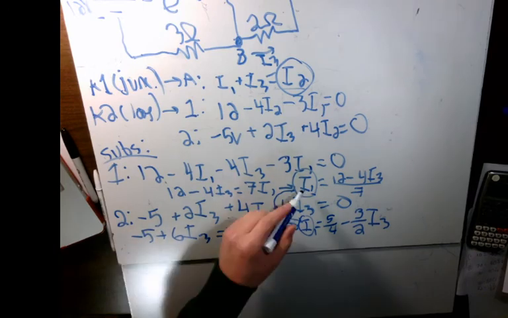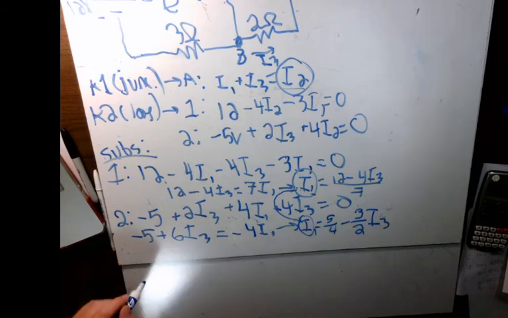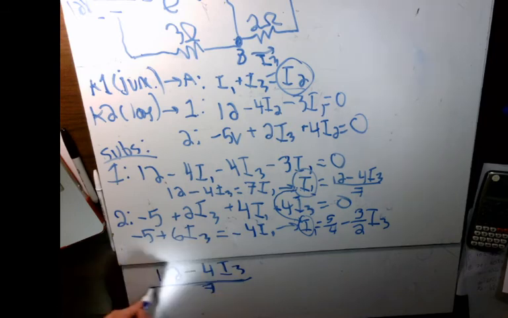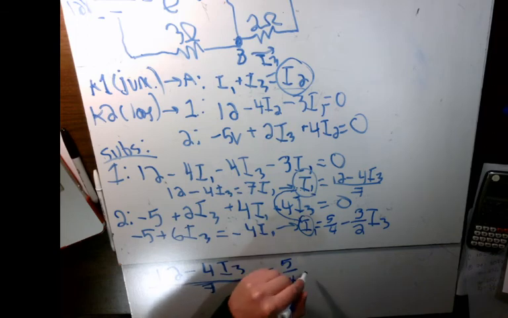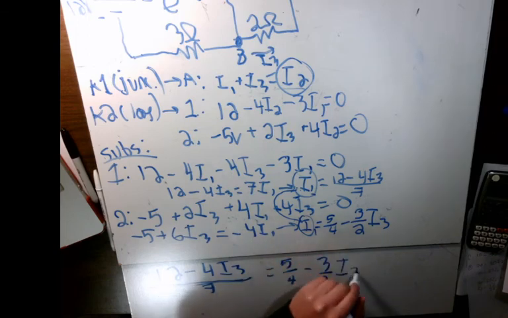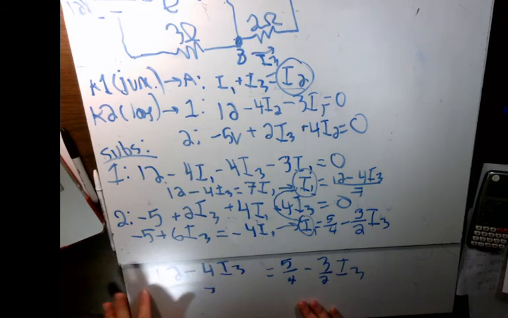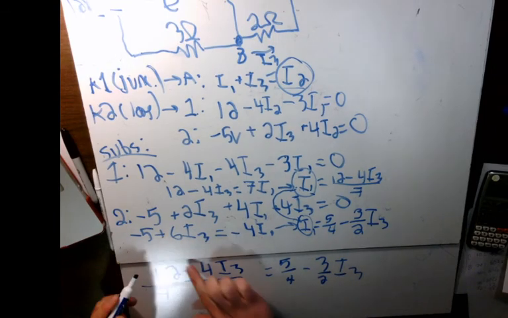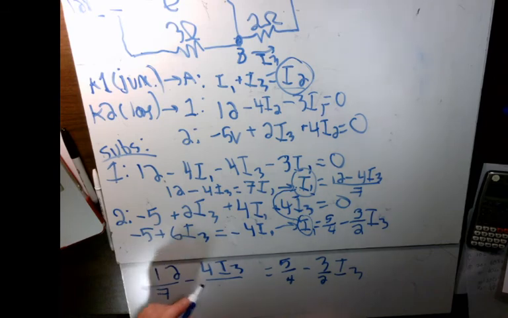Alright, so I'm going to bring this I1 into this guy here. So we get (12 minus 4I3) over 7 equals 5 over 4 minus 3 over 2 I3. I can break these up into two fractions as well: 12 over 7 and negative 4 over 7 I3.